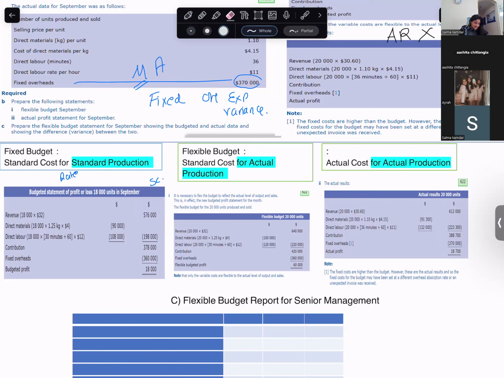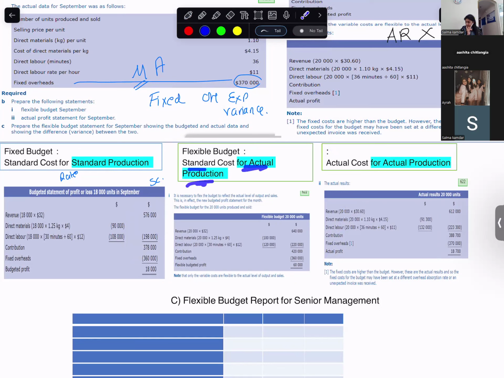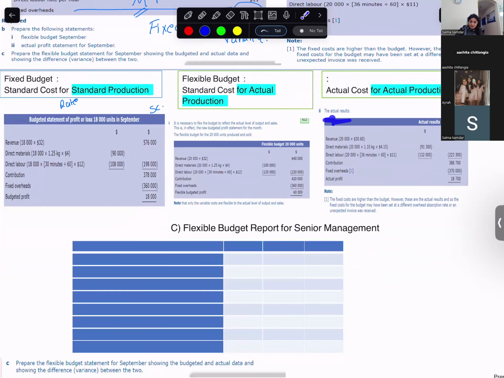We also prepared the flexible budget. Flexible budget is what? Flexible budget is the standard rate into actual quantity. The standard cost for actual production. Are you with me? We prepared the actual budget. What is actual budget? Actual rate into actual quantity. So actual cost for actual production.